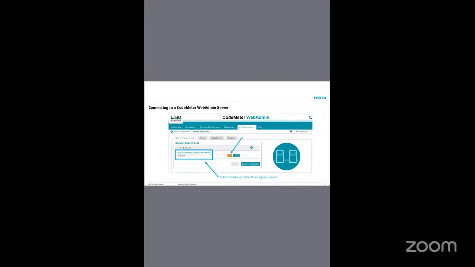So connecting to CodeMeter web admin server. So again, open this web admin. Then after that, go to configuration. Then server search list. And after that, add server, new server. Here we have to enter the IP address of the computer having the license. For example, 172.21.0.99. After that, click the add button.